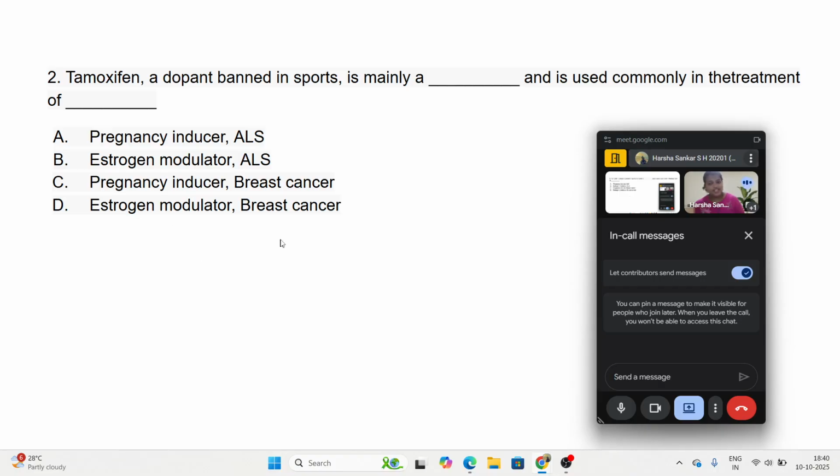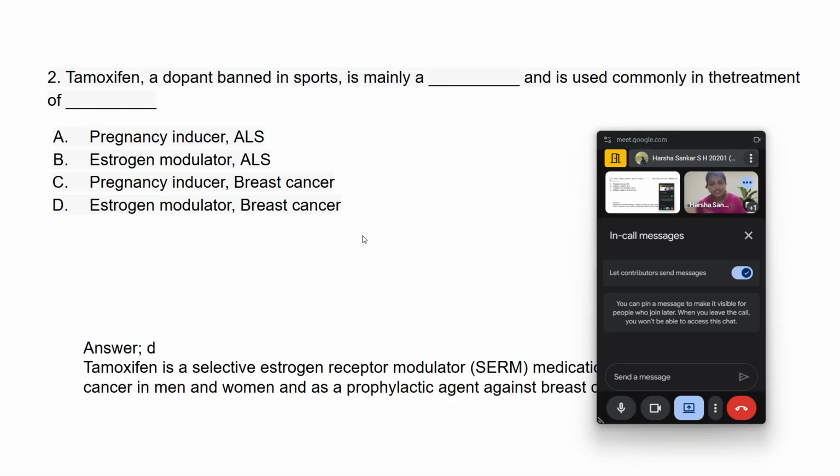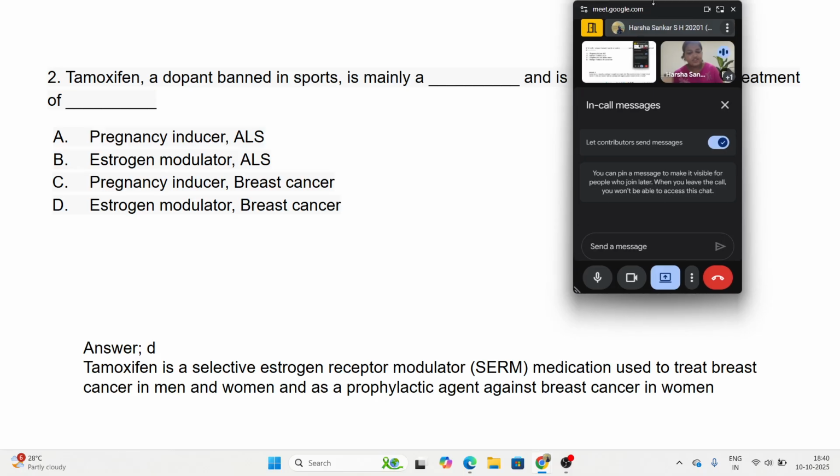So the correct answer is yes, D is the correct answer. It's mainly an estrogen modulator and is used commonly in the treatment of cancer, especially breast cancer. Yes, it's correct. It's a selective estrogen receptor modulator, a SERM, the term that is used. It is used to treat breast cancer in men and women, and as a prophylactic agent against breast cancer in women.